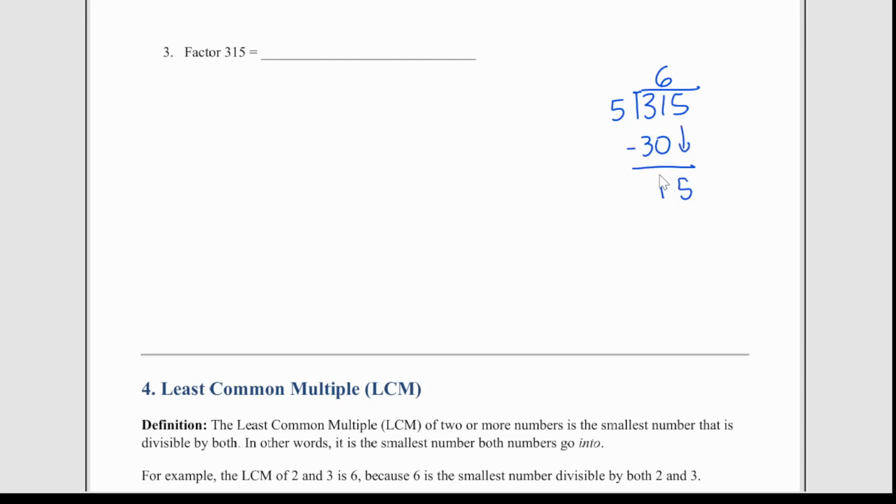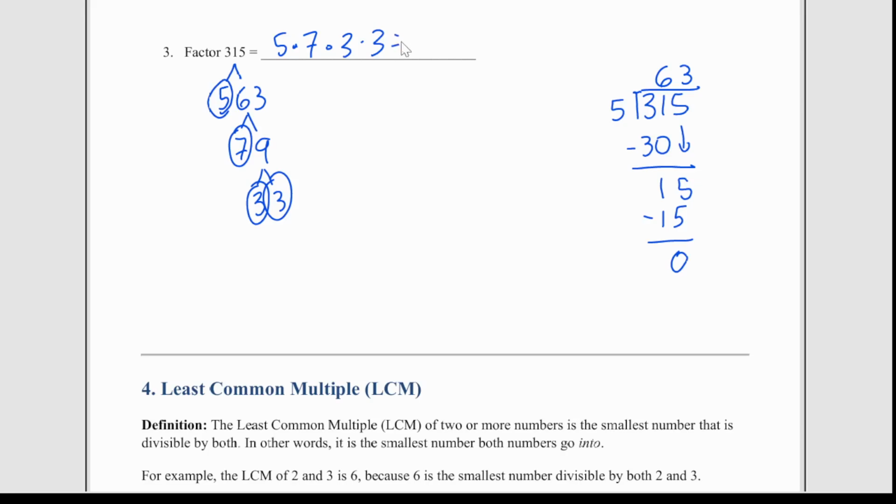Drop down the 5. 5 goes into 15 3 times. 3 times 5 gives me 15. 15 minus 15 is 0, so I have a remainder of 0. I've confirmed it's divisible by 5. So I can at least start my tree by saying 315 breaks down into 5 times 63. 63 further breaks down into 7 times 9. And 9 further breaks down into 3 times 3. So I've just confirmed that 315 breaks down into 5 times 7 times 3 times 3, or 5 times 7 times 3 squared.